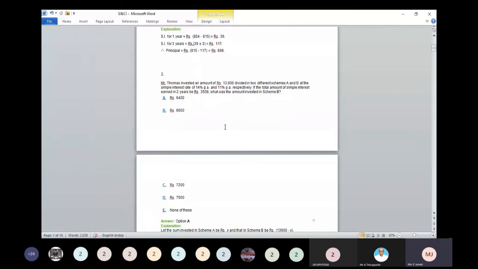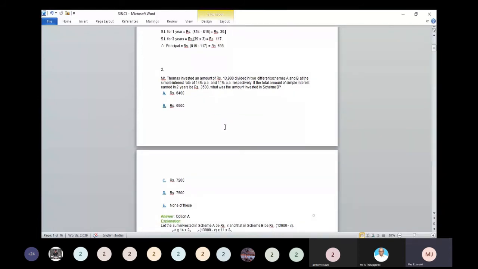Next, see the second problem. Mr. Thomas invested an amount of rupees 13,900 divided in two different schemes, capital A and B, at the simple rate of 14% per annum and 11% per annum respectively. If the total amount of simple interest earned in 2 years be rupees 3,508, what was the amount invested in scheme B? You have to calculate only the amount invested in scheme B, not A.